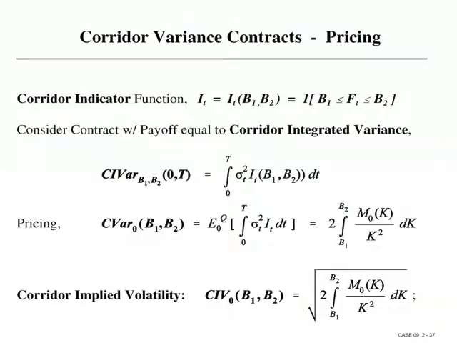Okay. Let me also introduce the corridor variance, which is where we have the barriers B1 and B2, one below and one above. How will you price that? No surprise, we just need to integrate from B1 to B2.